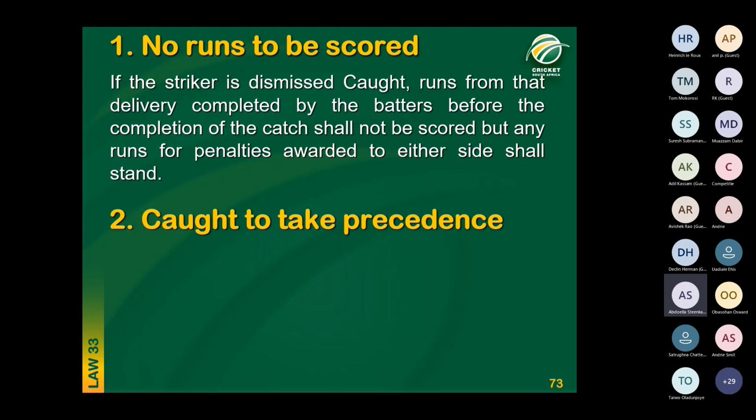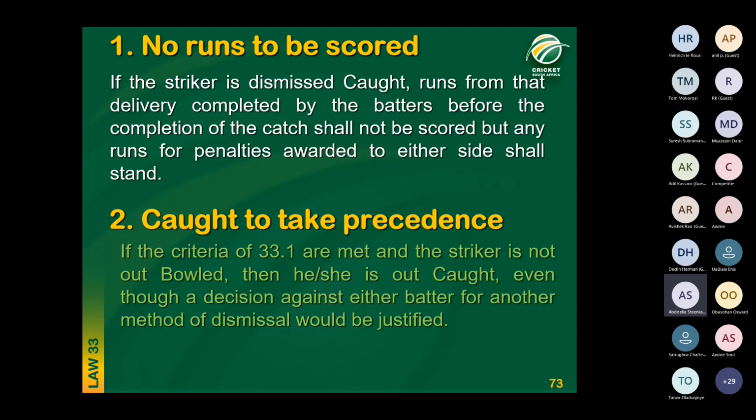So no runs to be scored if the striker is dismissed caught. And when it comes to modes of dismissal, who is the boss? Tom said last week that bowled is the boss. And who is second? Caught is second. Caught takes precedence over any other mode of dismissal except bowled. Bowled is boss. Caught is number 2.